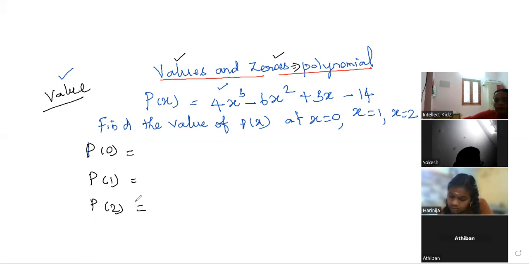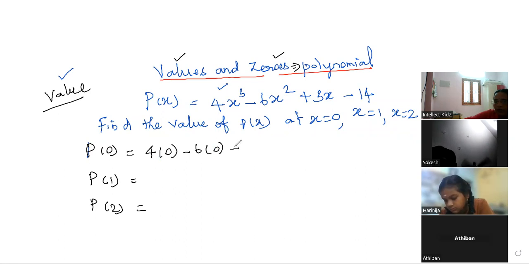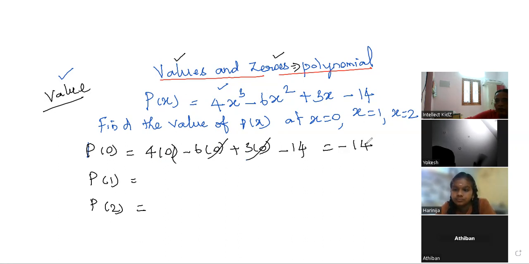First one answer minus 14. Now, okay. So because you are replacing x by 0, all the terms except the constant term, everything will become 0. இல்லையா, ஏன்னா 0 வால நீங்க multiply பண்ணீங்கன்னா அந்த value 0 ஆயிடும். So எல்லா termsம் 0 ஆயிடும். Only you will be having the constant term. So this is minus 14. Okay, good. Next one, p of 1.